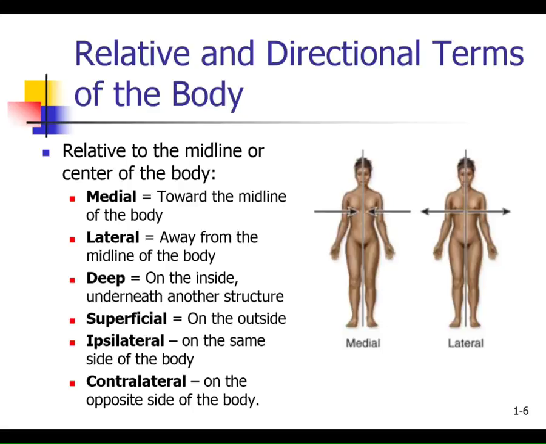Ipsilateral and contralateral. Ipsilateral means on the same side. Contralateral means on the opposite side. So if someone suffers a stroke and they have damage to their brain on the right side of the brain, they're going to see most of their symptoms on the left side of their body. That would be a contralateral relationship. We're crossing over to the other side of the body.